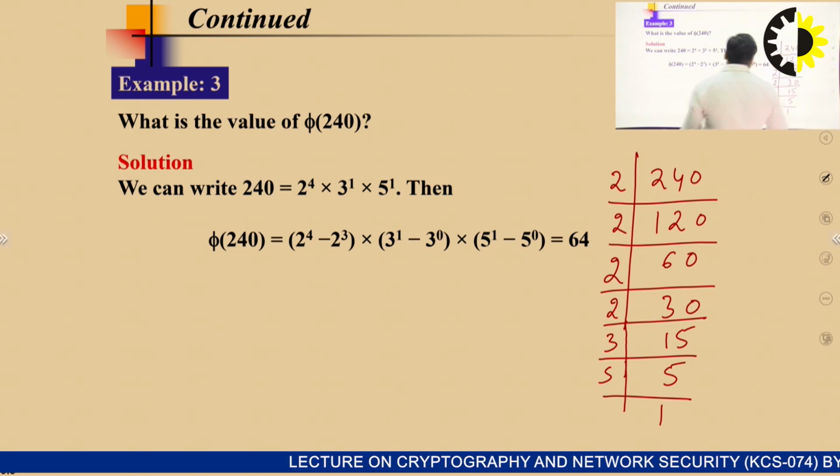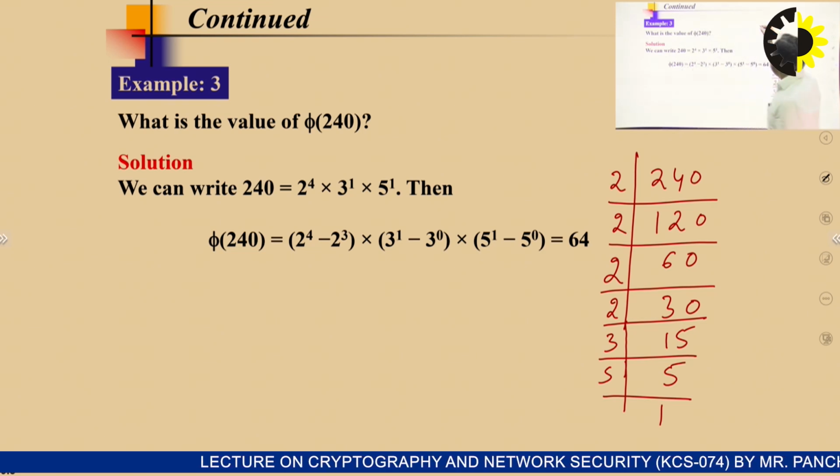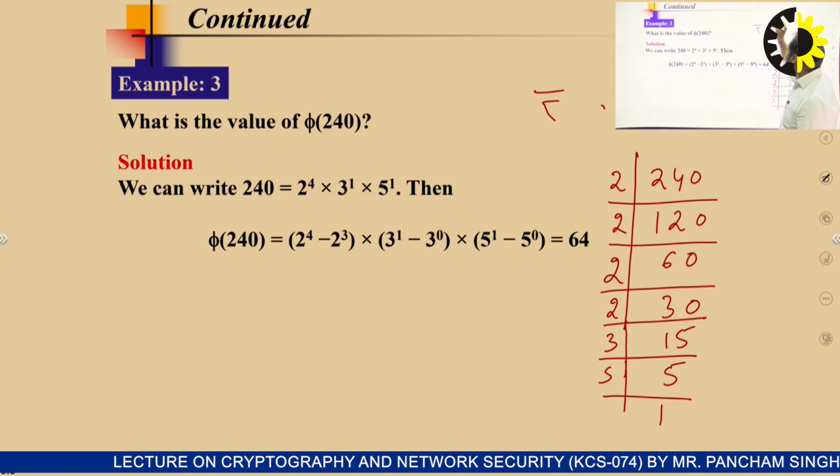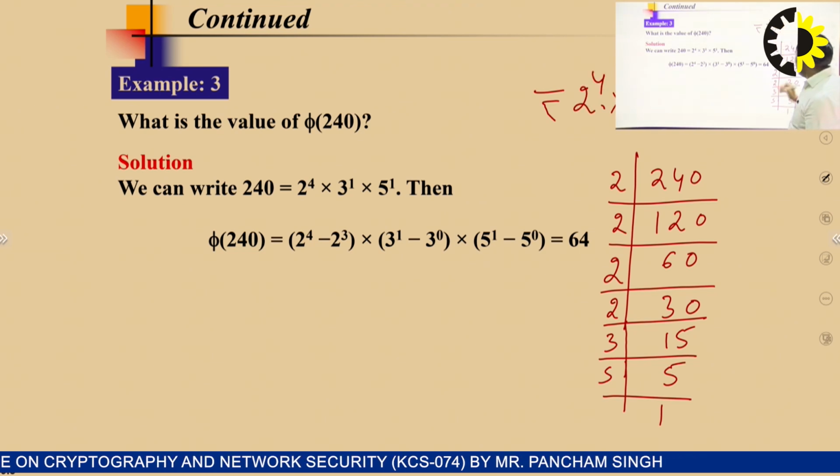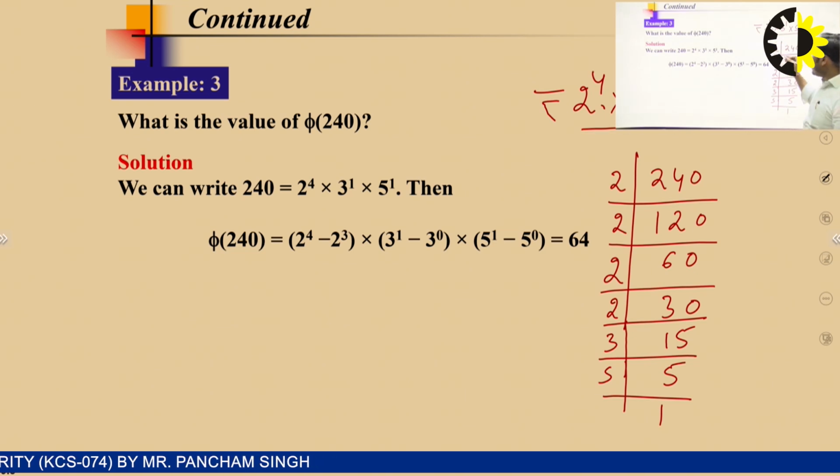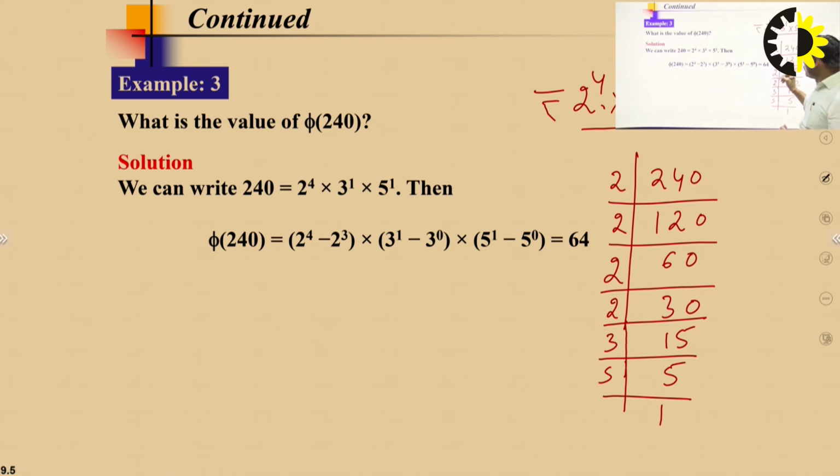So what are the values here? You can get how many times 2 occurs: 2 power 4 into 3 power 1 into 5 power 1. This is the final answer. Counting the 2s, 1, 2, 3, 4, so here 2 power 4. Similarly, 3 is occurring 1 time, so 3 power 1. 5 is occurring 1 time, so 5 power 1.